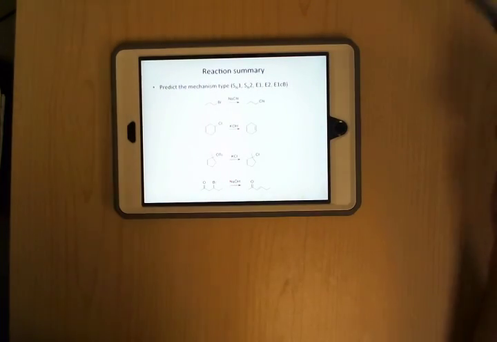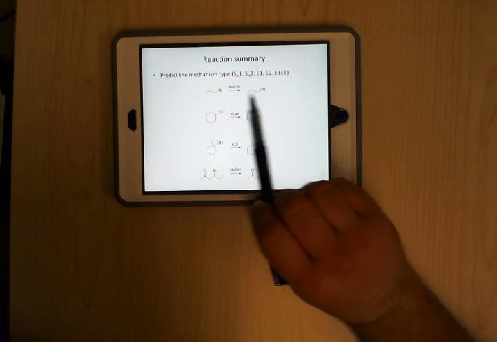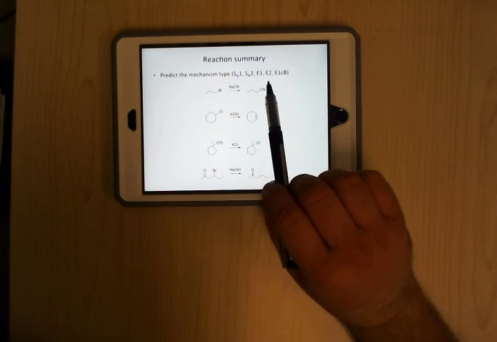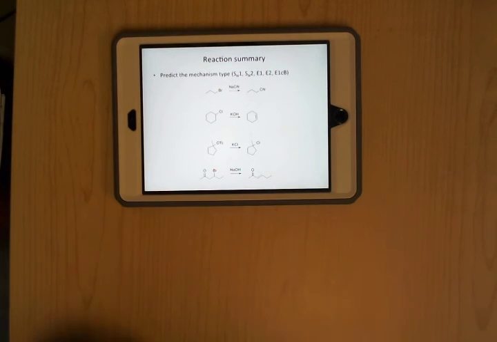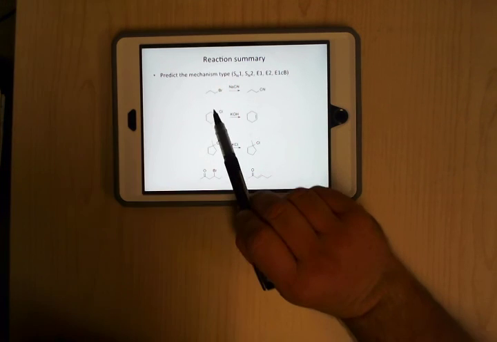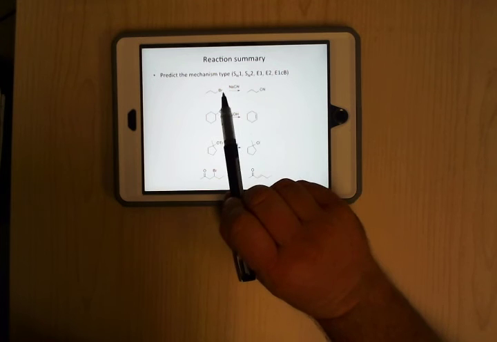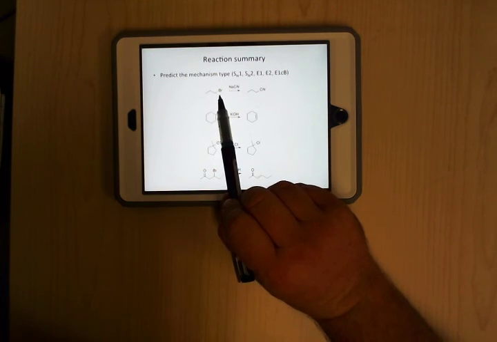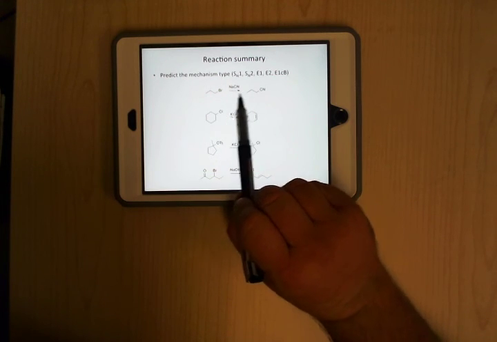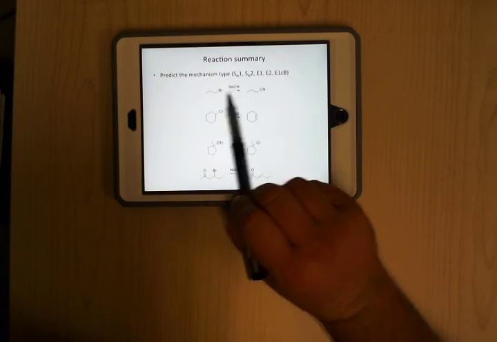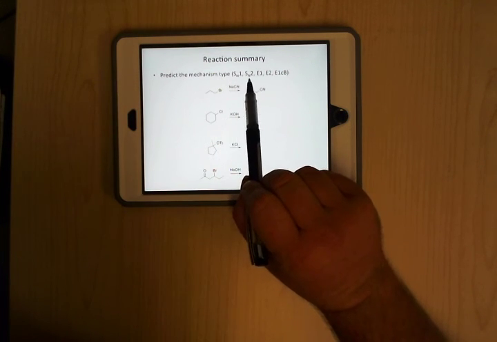And so here we go, right? This is what we're looking for. You should be able to predict the reaction type. Okay, so it's SN1, SN2, E1, E2, and E1CB. So this first one here, it's a cyanide replacing a bromide, but it's on a primary carbon. The leaving group's on a primary carbon, so it's a substitution, because you're getting substitution, and the reaction's happening on a primary carbon, so that's going to be an SN2.